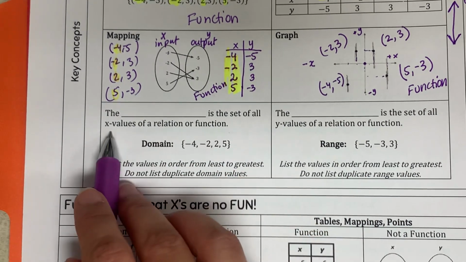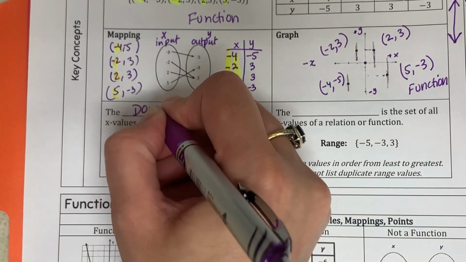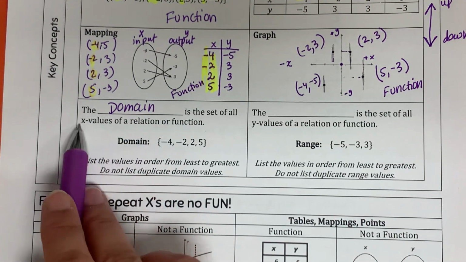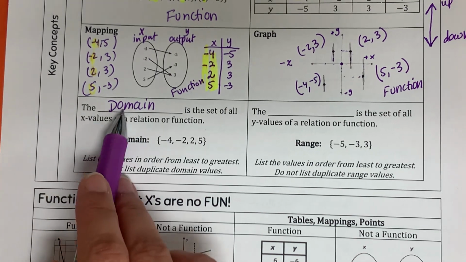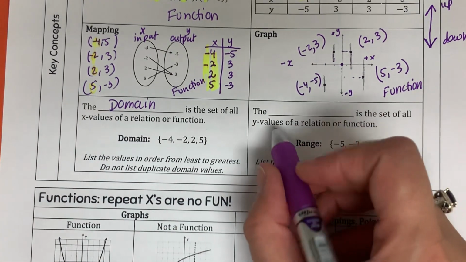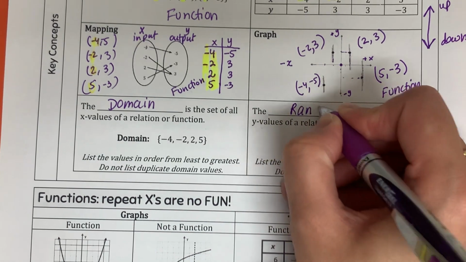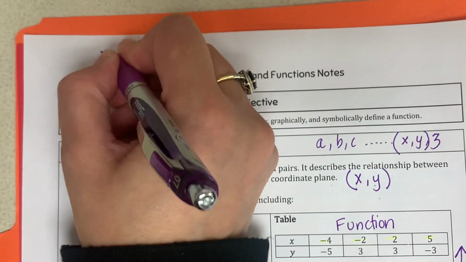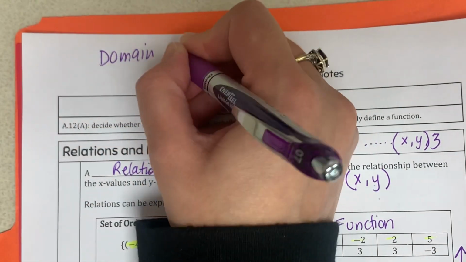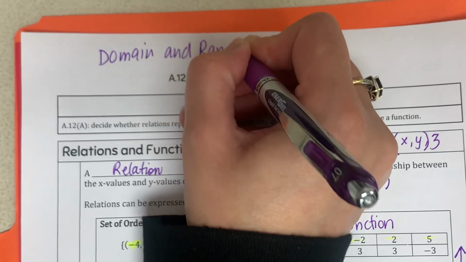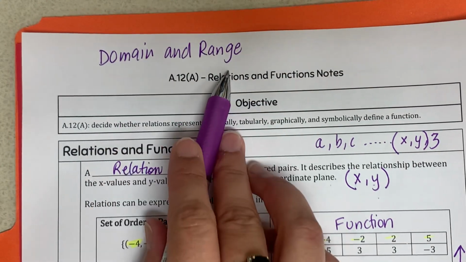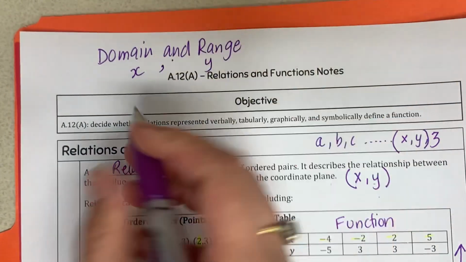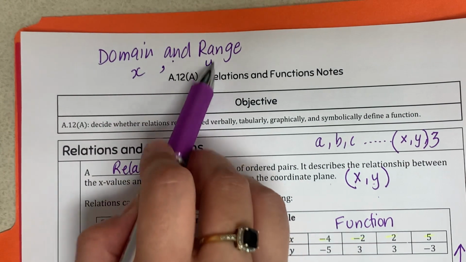The blank is a set of all x values of a relationship. It's called domain. Domain is the x values. We are going to learn this and memorize this in more detail later. The blank is a set of all y values. This is range. We say domain and range together, and in your letters, x is first and then is the y. So basically domain is the x and range is the y.